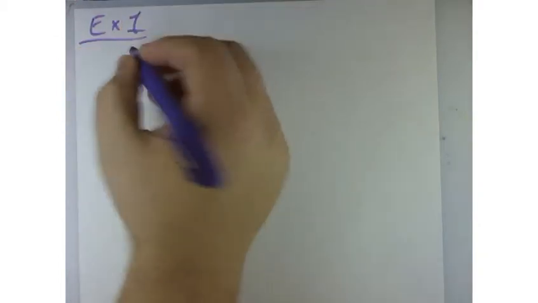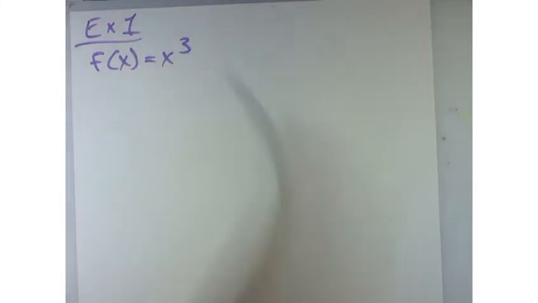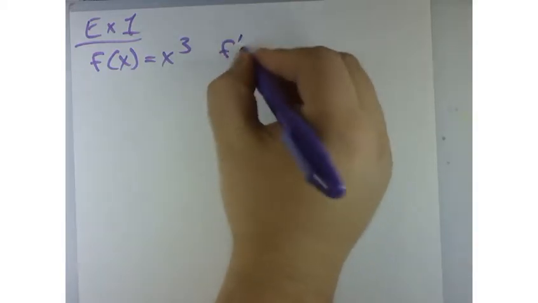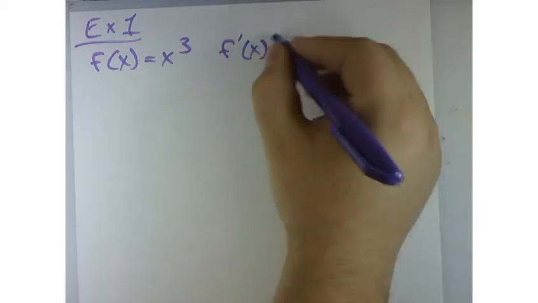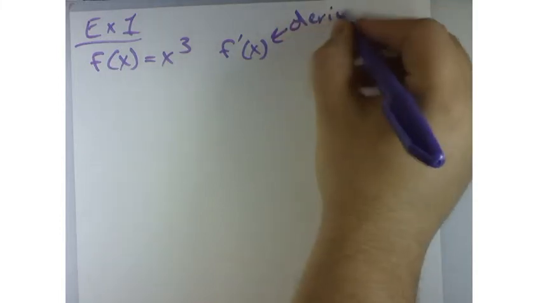Example number 1, we are given the function f of x is equal to x cubed, okay? And we're asked to find f prime. Now f prime, you'll hear Mr. Adams say f prime is really the derivative. And so we've got to get used to that.